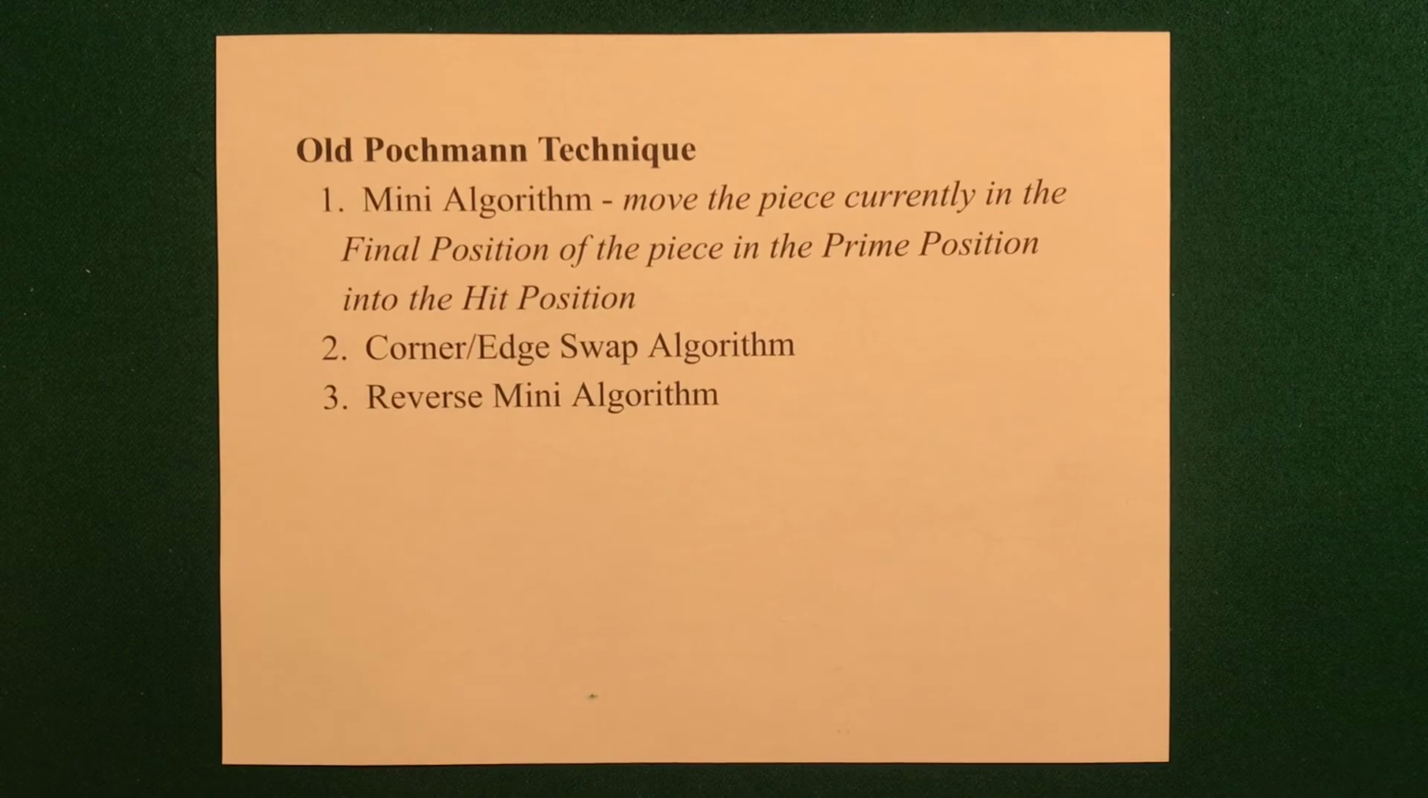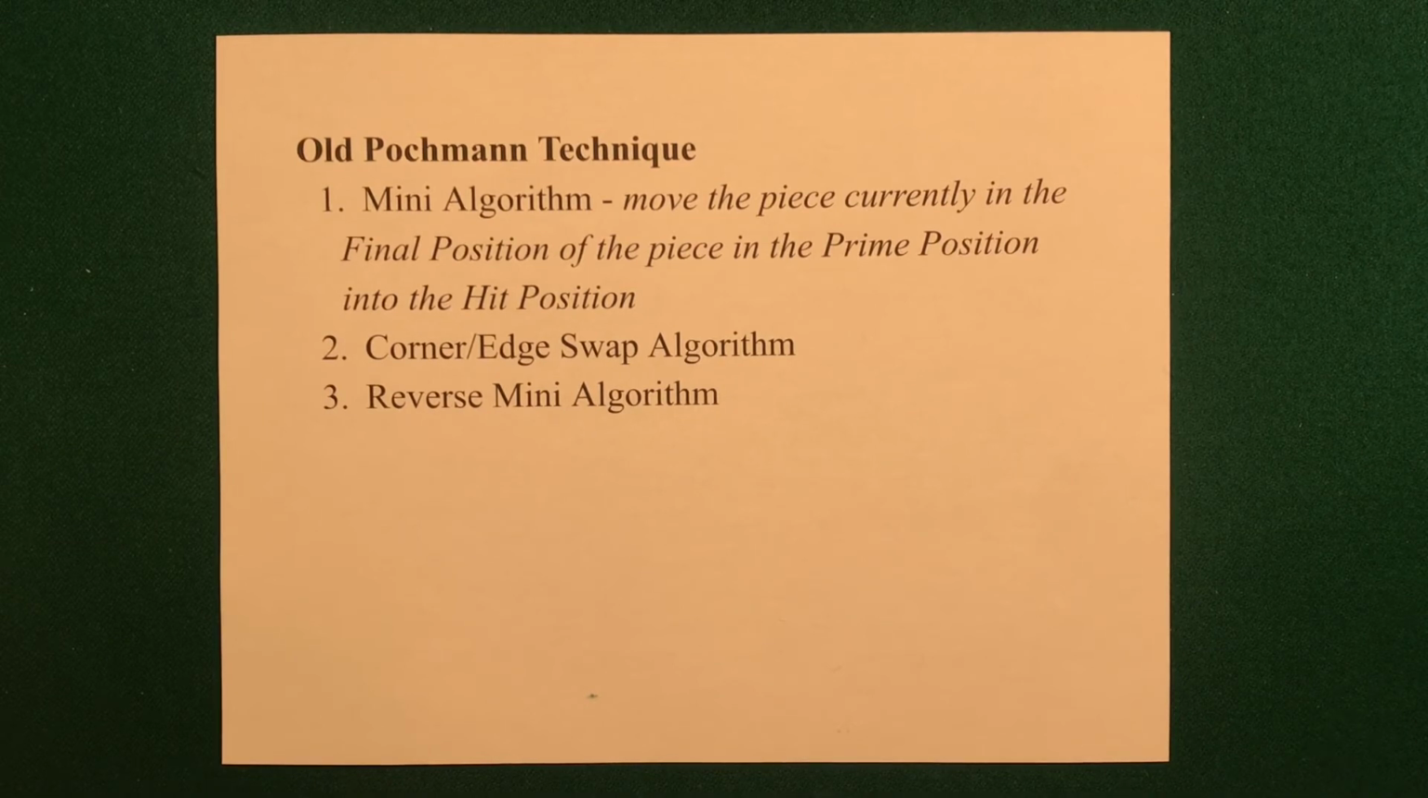The old Pochmann technique also applies to the edges. Notice that at any given time, each of the 12 edge pieces will occupy one of the 12 possible positions for an edge piece with a specific orientation. By using the old Pochmann technique, we can move each edge to its final position by using a mini algorithm to move the piece in the final position to the hit position, performing the edge swap algorithm, then reversing the mini algorithm just like we did for the corners.